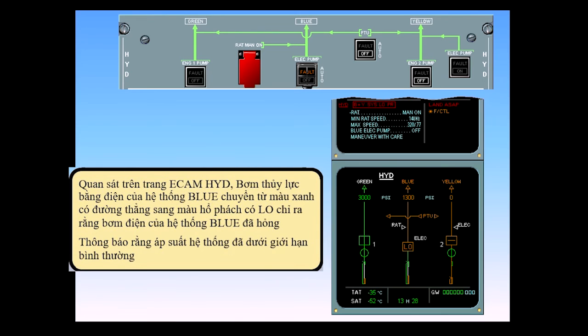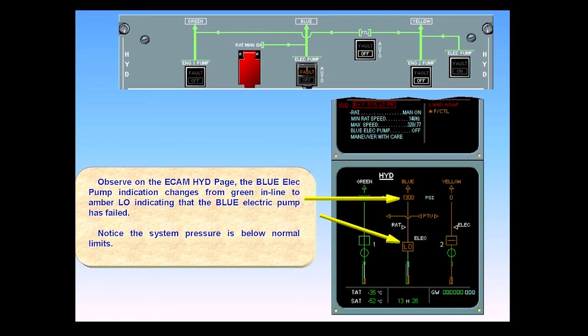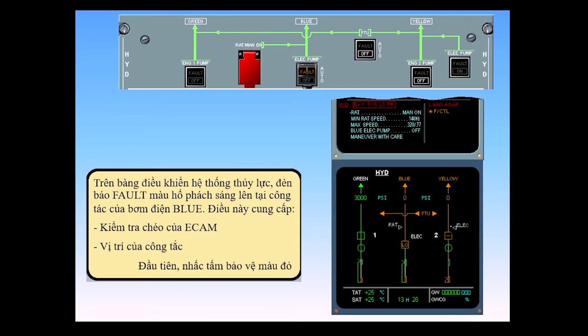Observe on the ECAM hydraulic page, the blue electric pump indication changes from green inline to amber low, indicating that the blue electric pump has failed. Notice the system pressure is below normal limits. On the hydraulic control panel, the amber fault light is illuminated on the blue electric pump switch. This provides a cross-check of the ECAM, the location of the push-button switch.